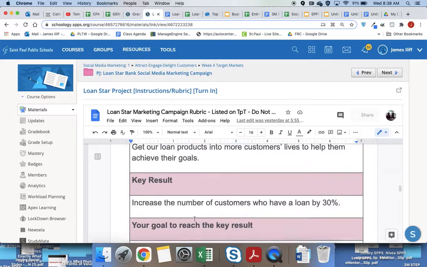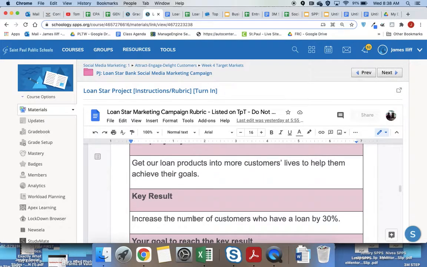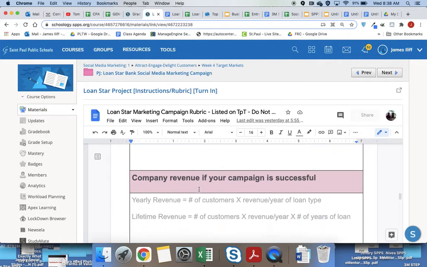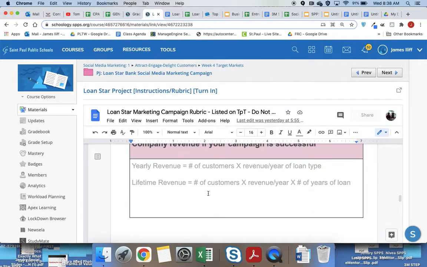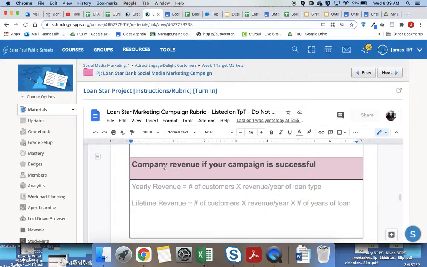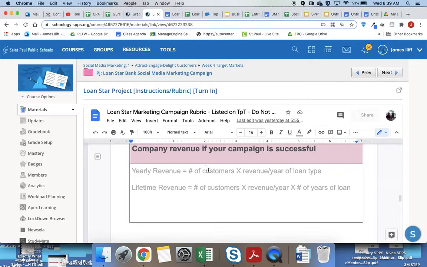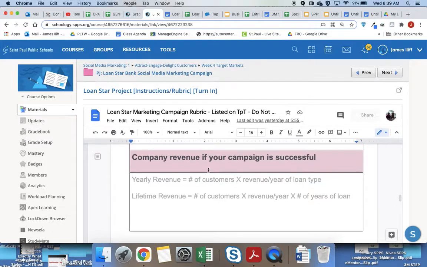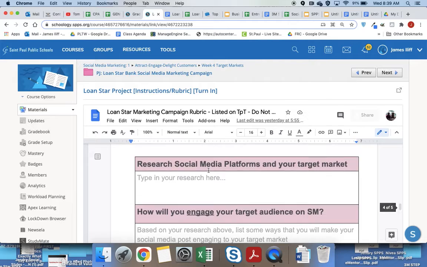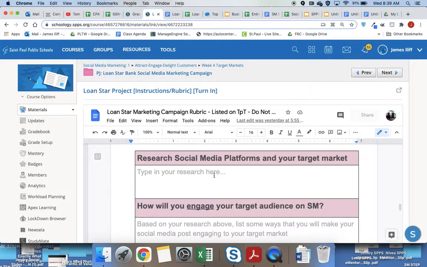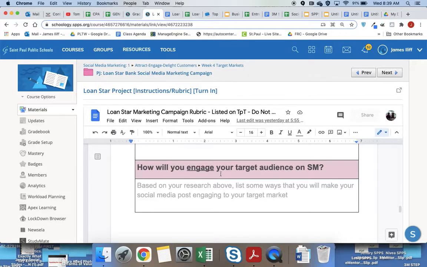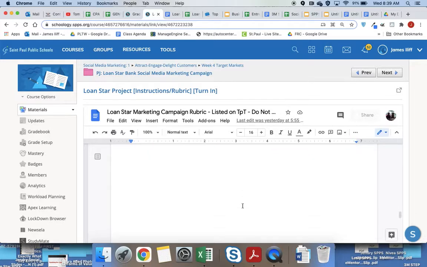And then company objective, so we'll talk about that in a second. You're going to fill in your company objective, and then company revenue based on your target segments. This is all going to make sense once you get started, so don't worry about it. And then next week, you'll fill out what social media platforms you plan to target and how you will engage. Notice that I underlined engage your target audience on social media.